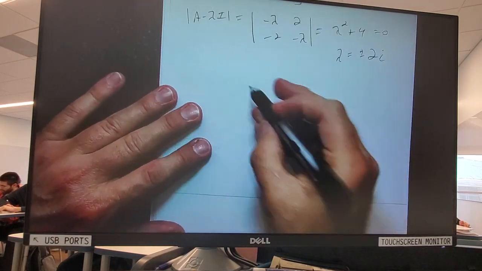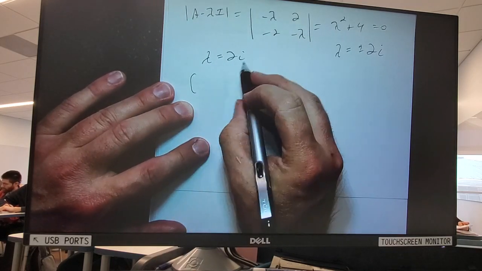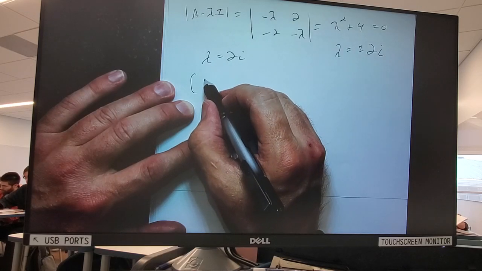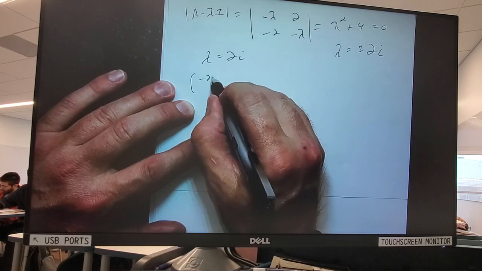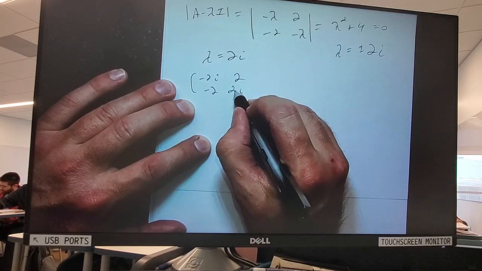Sorry, just real quick. If I just pick the 2i, what does my matrix look like? It looks horrific, yes? Poor little guy. Negative 2i, 2, negative 2, 2i, negative 2i. Yeah, you got it, Jeff.